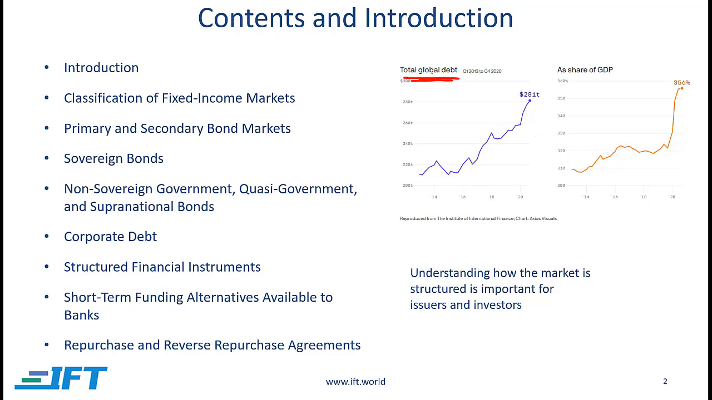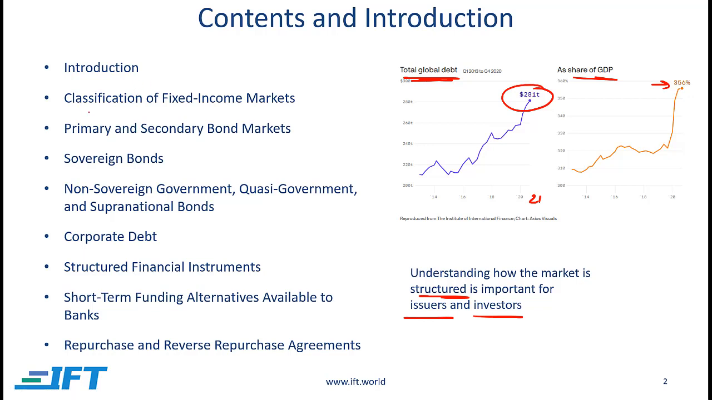The total global debt in 2021 is approximately $281 trillion. So that's a huge amount. And to put this in context, as a share of global GDP, this is approximately 356%. So the point is that the debt market is very large, and therefore it makes sense to understand how the debt market is structured. And this is important both for issuers of debt as well as investors.